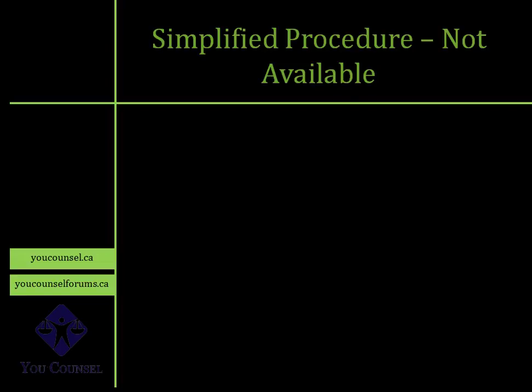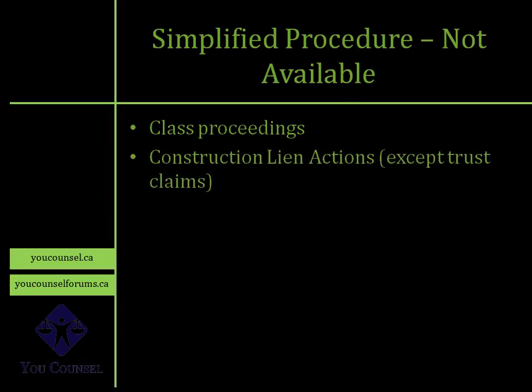Now, what are the circumstances? What kind of cases are there in which simplified procedure is not available? Number one, class proceedings. If your matter belongs to a class proceeding, action, or application, you cannot commence it under simplified procedures. If it relates to construction lien actions, there's a separate legislation for that called the Construction Lien Act. And except in those circumstances, you cannot commence a court action under simplified procedure.